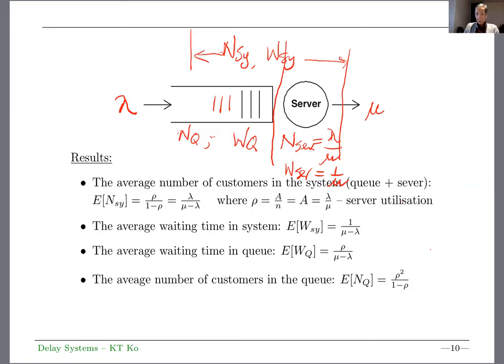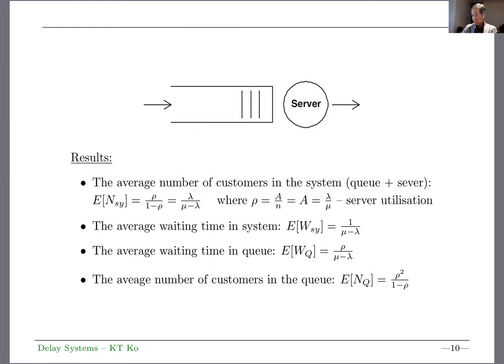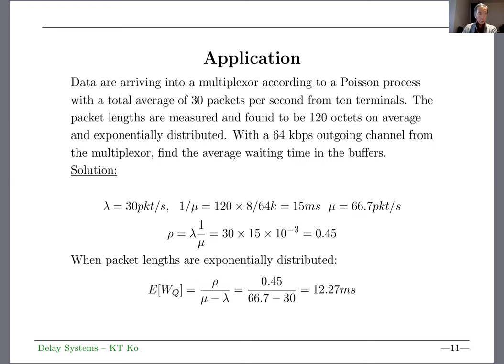All right, with that specification, we now go into the results. The result for N_sys, which is this one here, is given by a simple term, lambda over mu minus lambda, and rho is lambda over mu. The average waiting time in the system is given by this. The average waiting time in the queue is given by this term. And the last term is the average number of jobs in the queue.